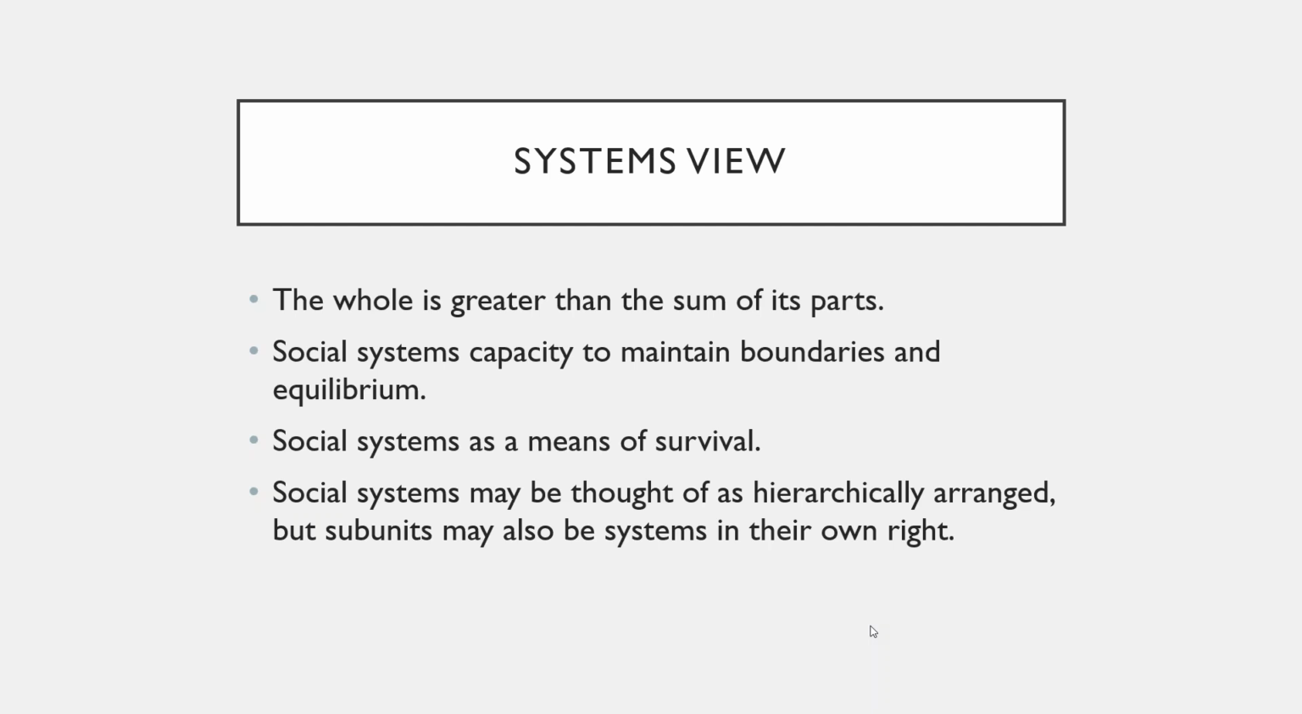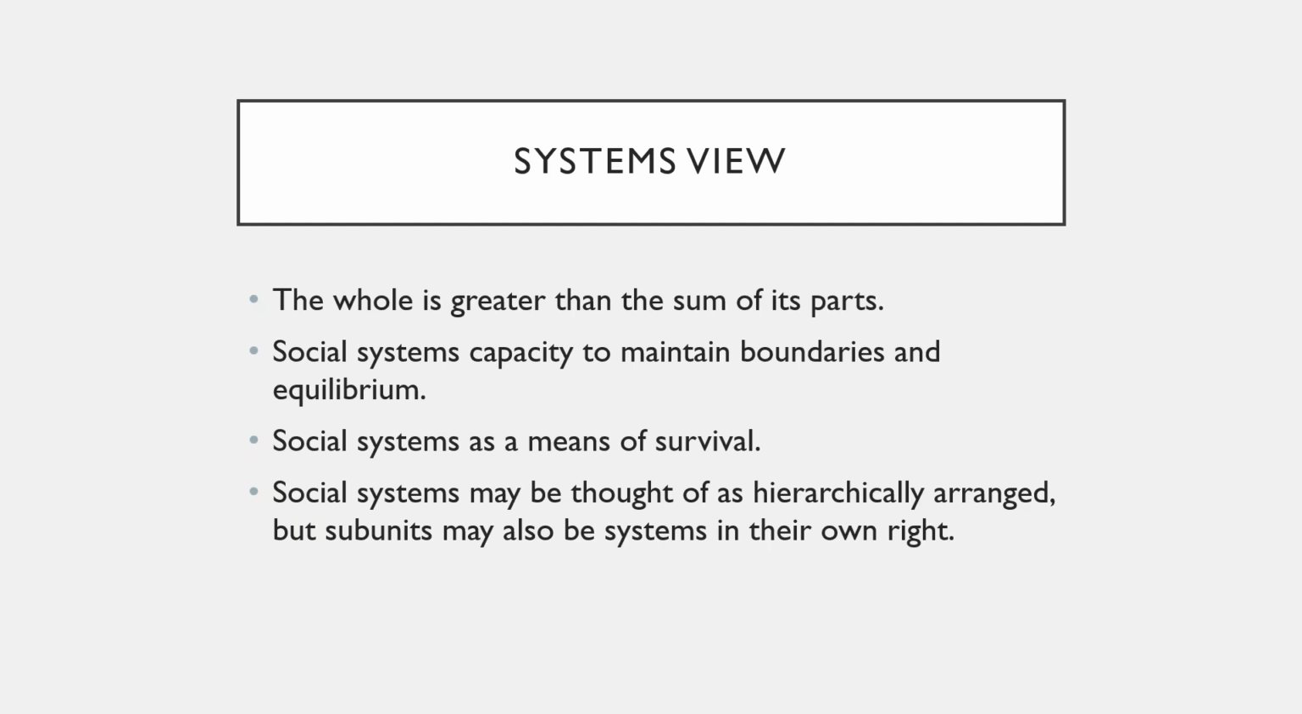What is a systems view? The systems view is a worldview, and in this most general sense, the system means a configuration of parts that are connected and joined together by a web of relationships. And so with this, the whole is greater than the sum of its parts. Social systems' capacity to maintain boundaries and equilibrium contribute to their ability to survive. So social systems are then a means of survival.